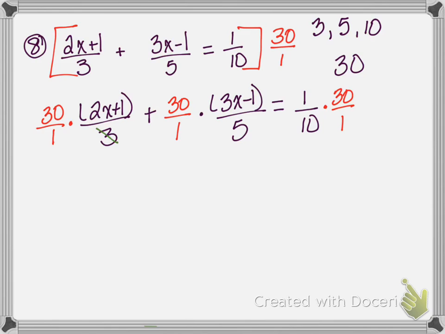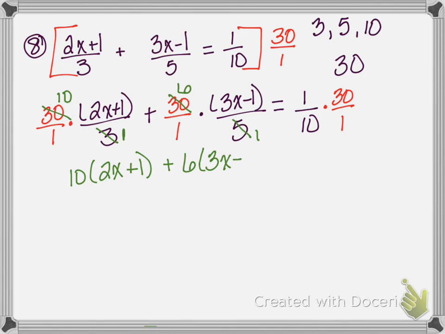3 goes into 30 and it goes into 3. 3 goes into 3 one time. 3 goes into 30 10 times. So I'm going to have 10 times 2x plus 1. 5 goes into 5 one time. 5 goes into 30 6 times. So then I'm going to have 6 times 3x minus 1.